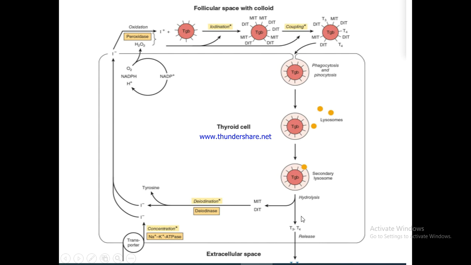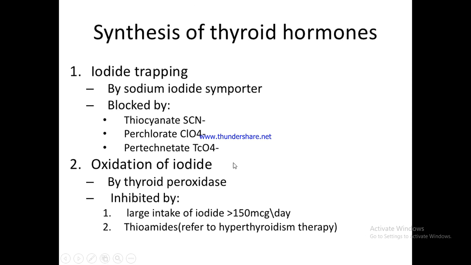Now this T3 and T4, when in case of need, are released into the circulation, and the remaining monoiodotyrosine and diiodotyrosine units are then again deiodinated, and iodide ions get free, and tyrosine residues are again utilized to form the thyroglobulin molecule by the thyroid cells. So this is the main process for the formation of the thyroid hormone.